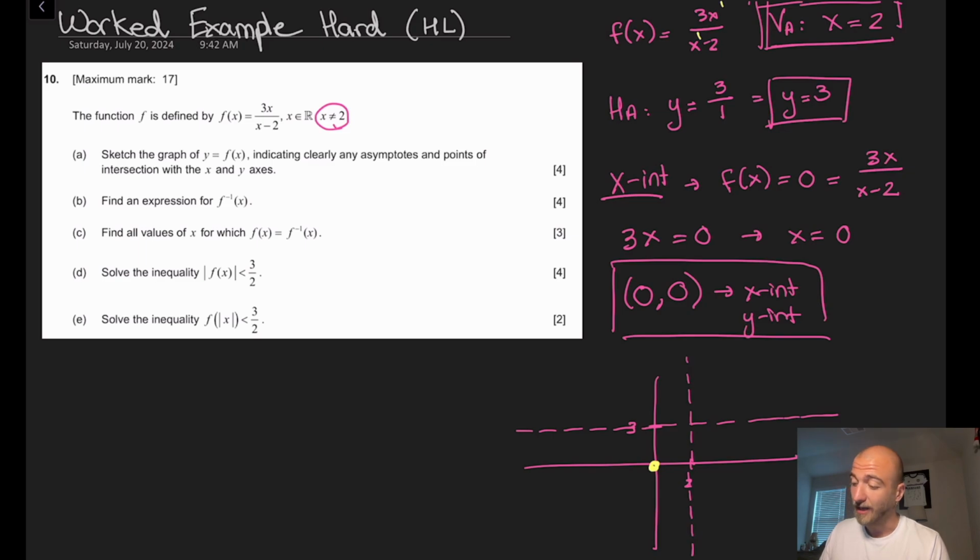Okay, now we can sketch this curve. To sketch it, we basically just have to figure out how this curvature lines up with these intercepts. In this particular case, we know that when x gets really, really, really negative, it's eventually going to approximate that horizontal asymptote. So we draw this kind of shape in here.